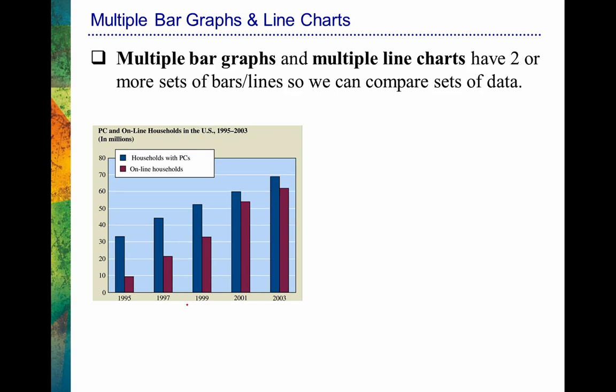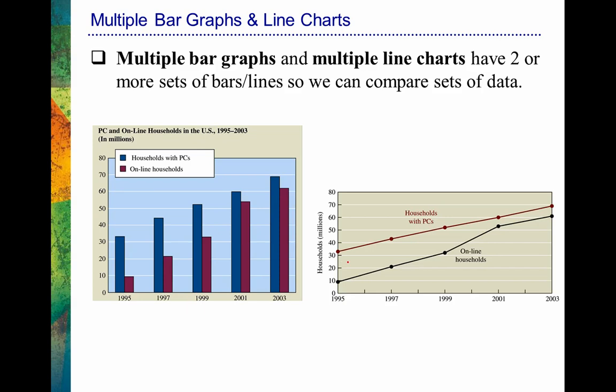The households with PCs is increasing, but not increasing as quickly as households that are going online. Now check this out, we can take that same data and present it as a line graph. And I think this helps show that data a little bit better, show that the online households are kind of increasing quicker than the households with PCs, because now we can see this line is heading up at a quicker rate than this one is.